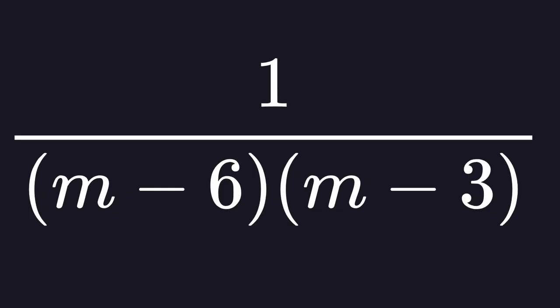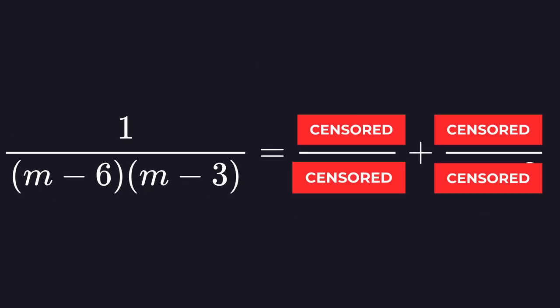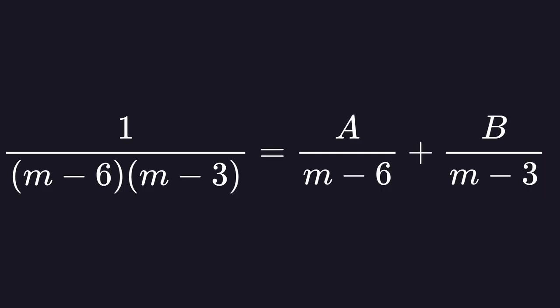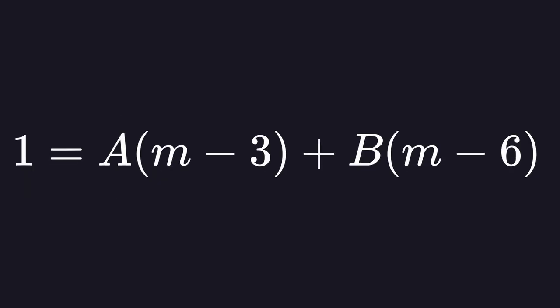To get over this hurdle, we have to see this fraction for what it is: something that can be broken up into partial fractions. But then how do we do this? We start off by saying that 1 over (n − 6)(n − 3) is equal to a over (n − 6) plus b over (n − 3), which then simplifies down to 1 is equal to a times (n − 3) plus b times (n − 6).